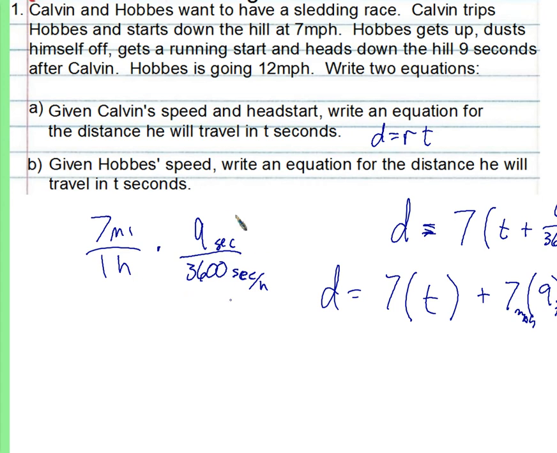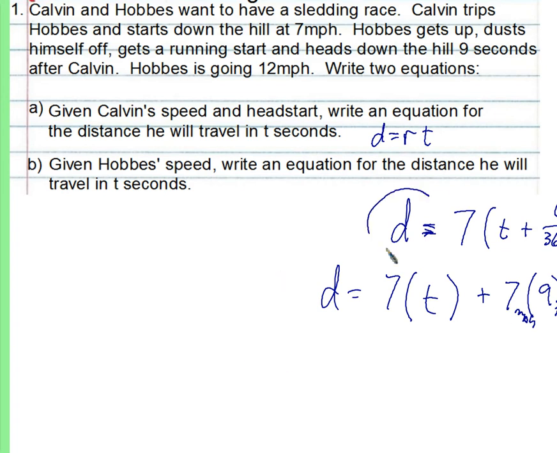So this would convert this to hours, right? So I really have 7 miles per 1 hour times, what'd you say? 1/400. 1/400 hours. 1/400th of an hour. So now the hours units cancel each other out. And now we have an actual usable distance. So this right here could be an equation for Calvin's distance given his time.